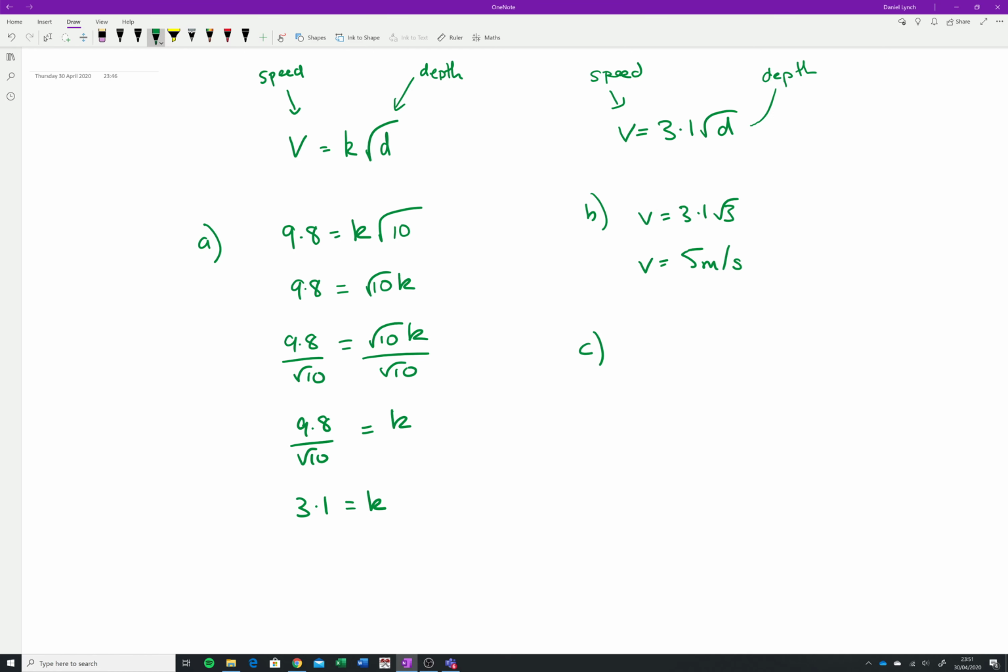We'll do the C part. Find the ocean depth. So they're going to give us the speed here, we can tell already, where a tsunami is traveling at 1 meter per second. So we fill 1 in for v, 3.1, and we're trying to get root d. So what should you do here? I think the best thing to do, you just want root d on its own. The best thing to do is divide both sides by 3.1.